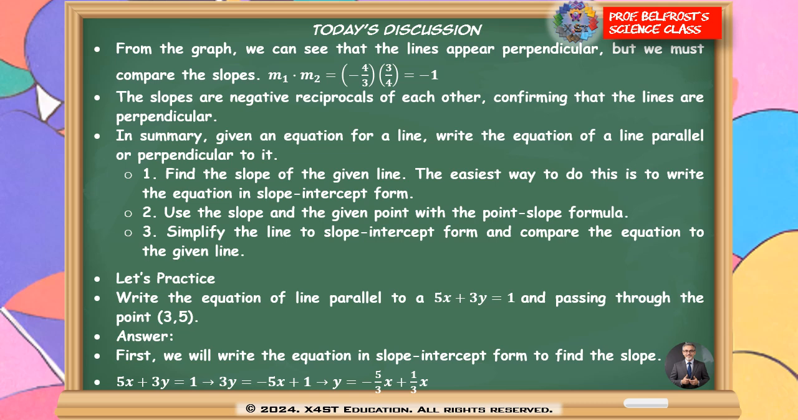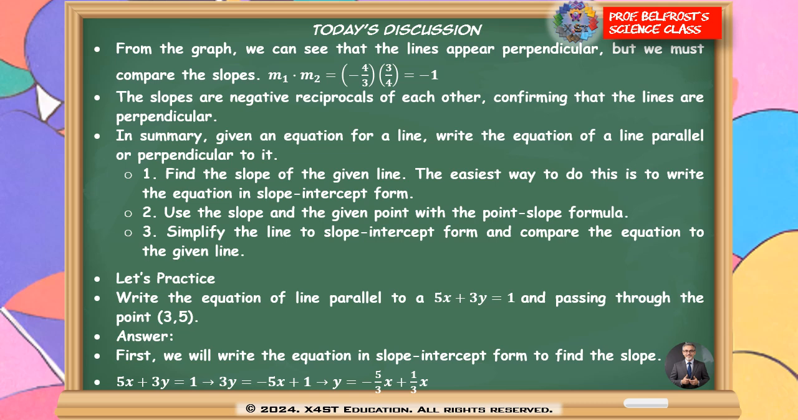Here's the example. You're asked to write the equation of a line parallel to 5x plus 3y equals 1 and passing through the point (3, 5). Here's how you should solve this. First, we write the equation in slope intercept form, not standard form. Okay, so please pay attention. Now you have two forms: slope intercept form and standard form.